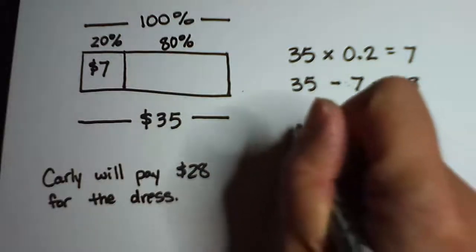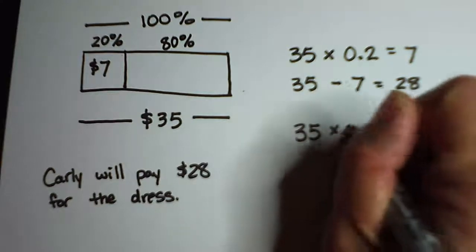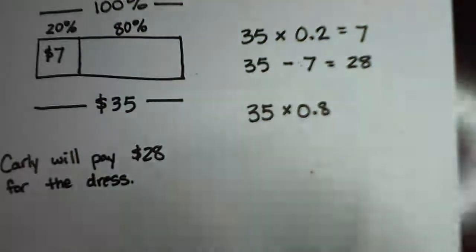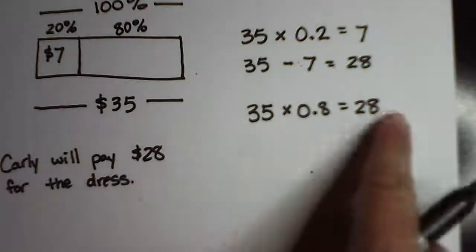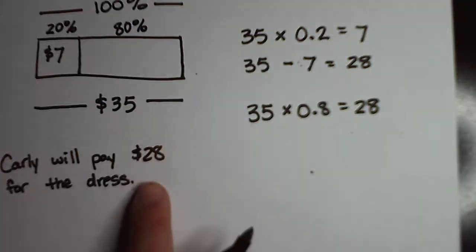So what is 80% of 35? So if you take 35 and you multiply it by the decimal form of 80%, 0.8, if you do that, you actually get 28. And that just gives you this answer in one step. So 80% of $35 is $28.